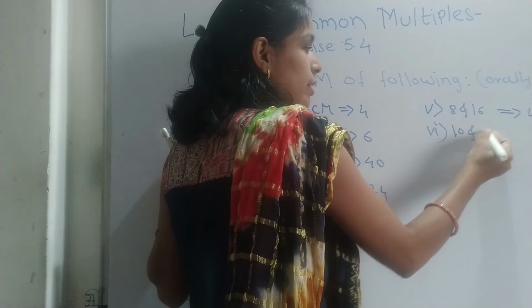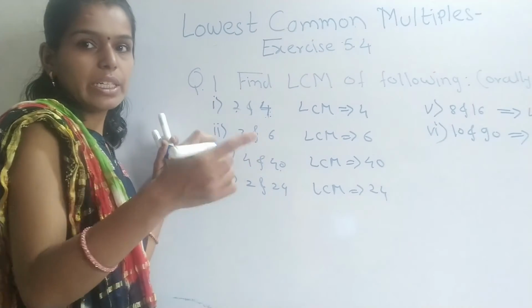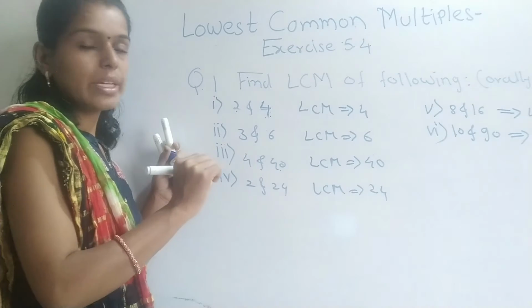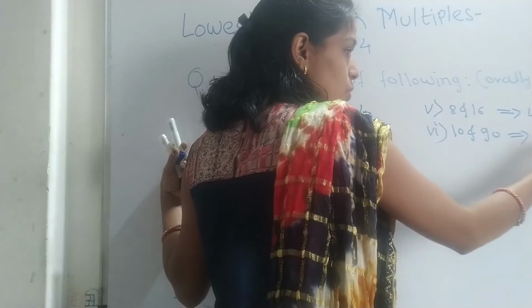Next, 10 and 90. What are the multiples of 10? 10 1s are 10, 10 2s are 20, 10 3s are 30, 10 9s are 90, and 90 1s are 90. 90 is the first multiple of 90. So their common multiple is 90 and the lowest common multiple is also equal to 90.